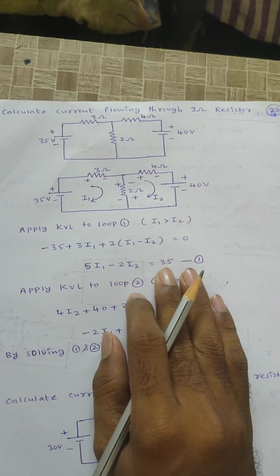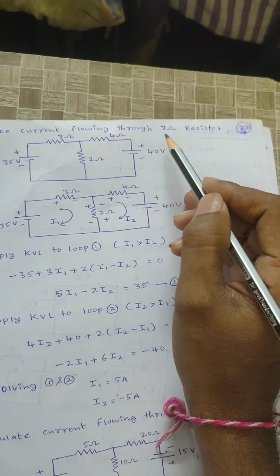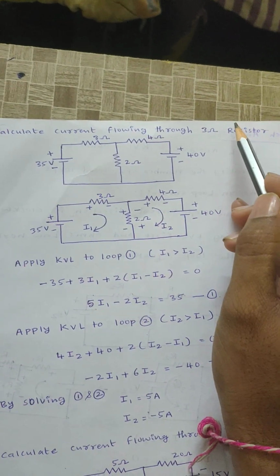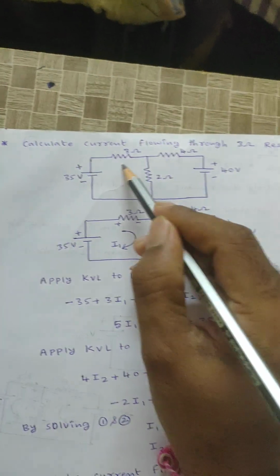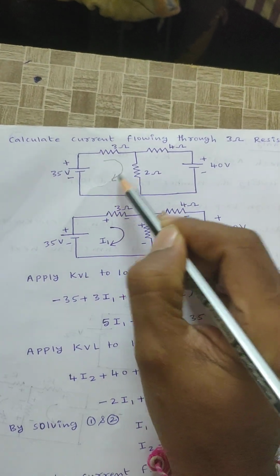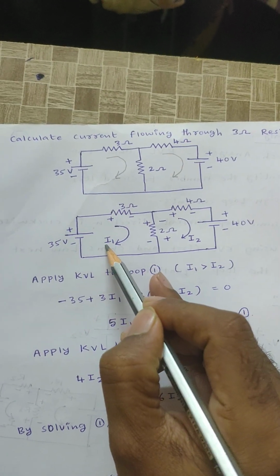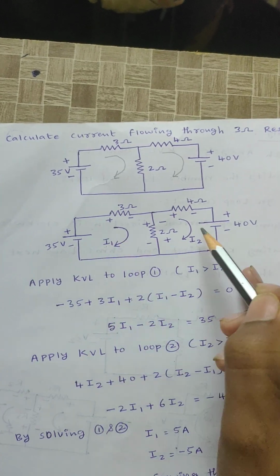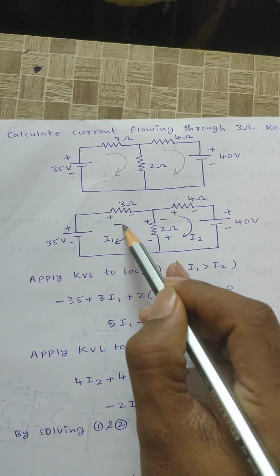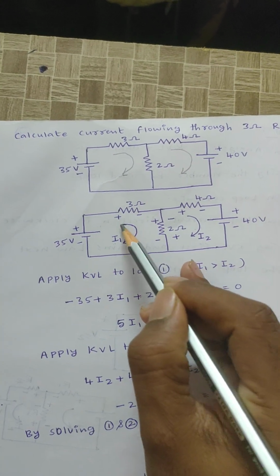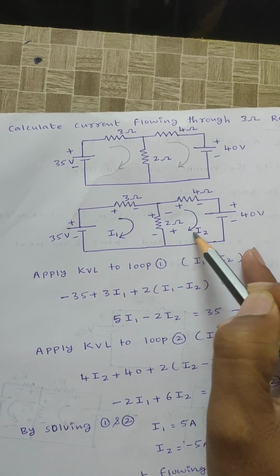Good evening all. Calculate the current flowing through the 3 ohm resistor by using mesh analysis. In mesh analysis, step 1, we need to identify the number of closed paths. One closed path, two closed paths. Assign current directions I1 and I2. Assume loop current direction is always clockwise. I1 direction is clockwise and I2 direction is clockwise.